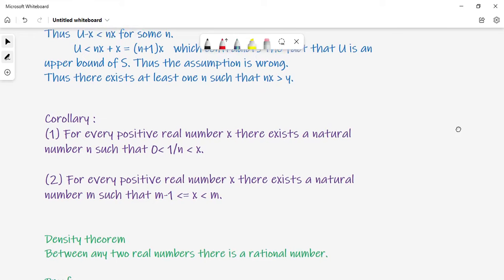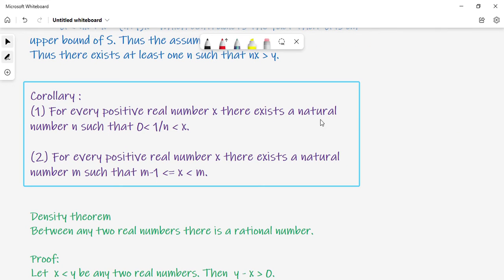Now let us see the corollary to the Archimedean property. First one is, for every positive real number x, there exists a natural number n such that 0 < 1/n < x. Means what? You are given any positive real number x, you will certainly find a natural number whose reciprocal is still smaller than that x.